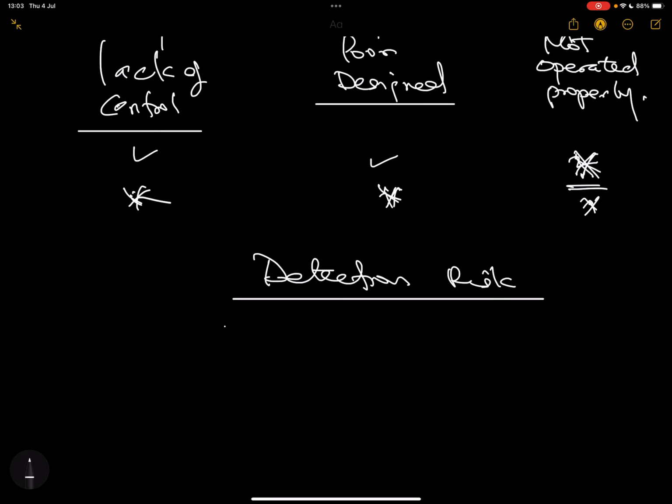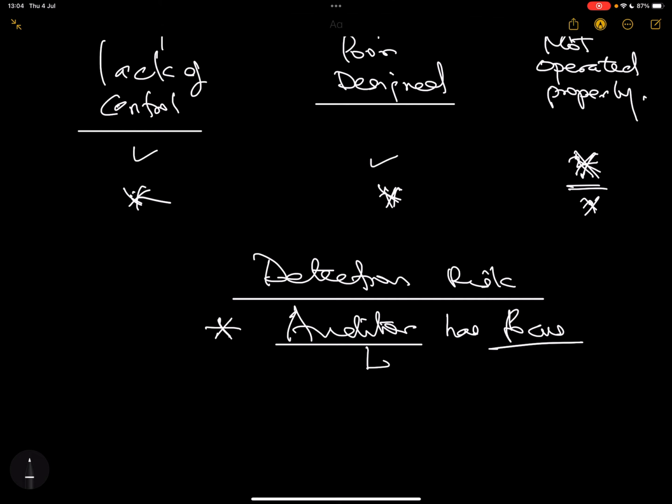However, detection risk is different. Detection risk is about the auditor, and that is where you have control. You don't have control over control risk. You don't have control over inherent risk as an auditor. But detection risk, that is where the auditor has control. So this is where you have focus, because that is what you can control. This is within the auditor's control.